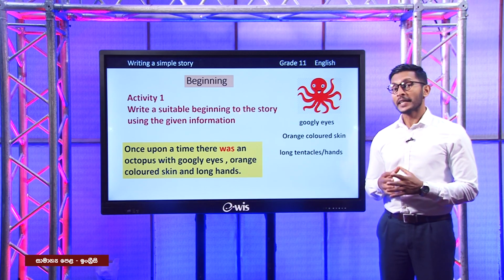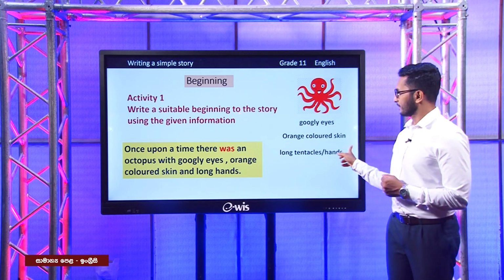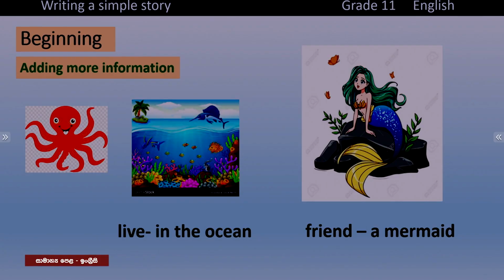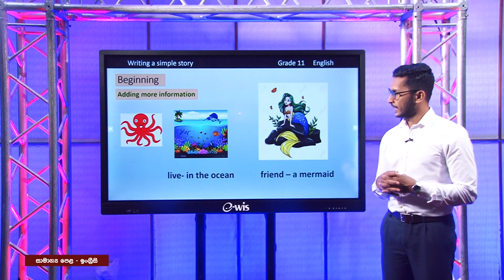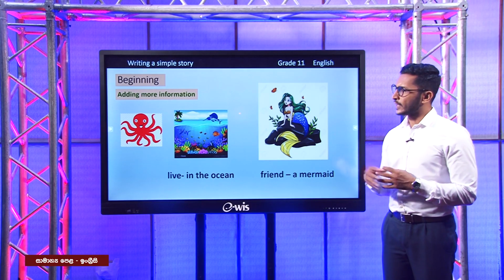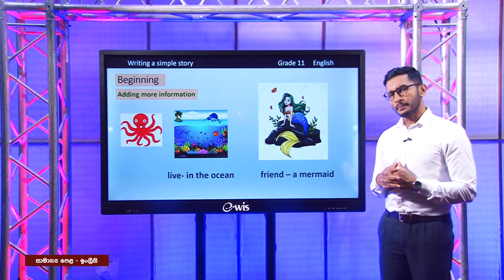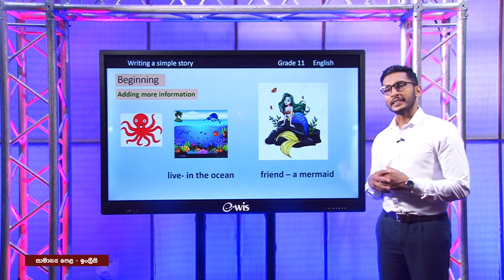To write more, let's see what we have in the next slide. Here you are going to add more information. I have included another 2 pictures. Look at them. You can see a picture of beautiful sea or ocean, and I'm going to introduce the second character, that is the mermaid. So what is the connection between the octopus and the mermaid? Yes, you can see the words: they are friends.